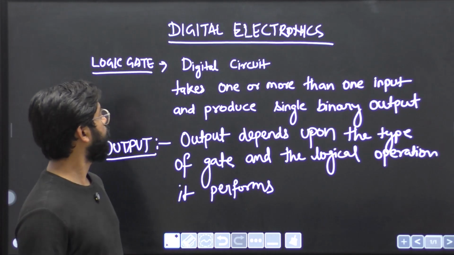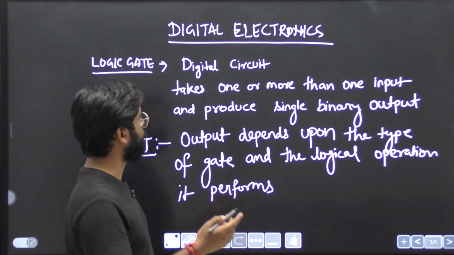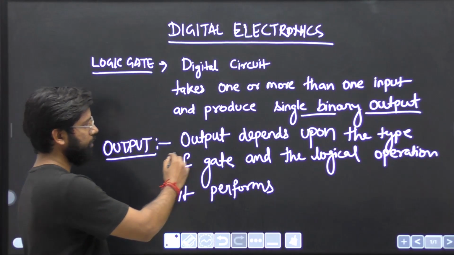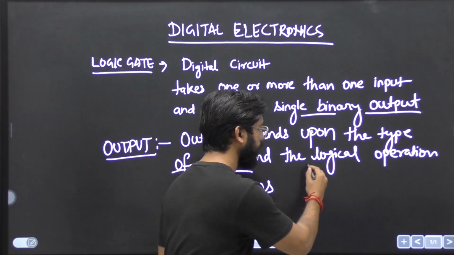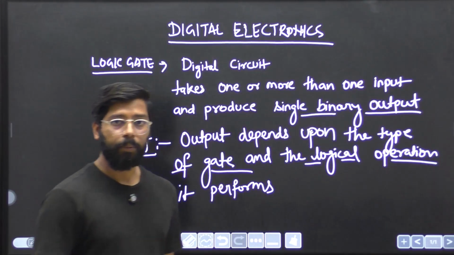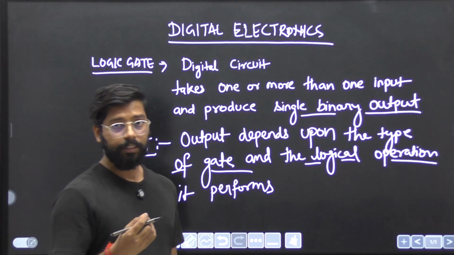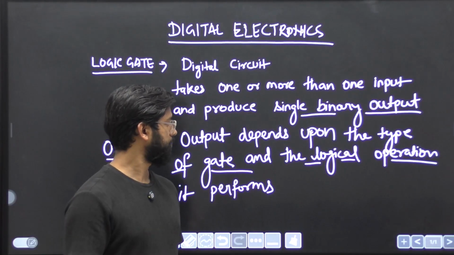Logic gates are digital circuits. They take one or more inputs to produce a single binary output. Now the output depends upon the type of gate we are using and the logical operation that gate performs. Because of these logic gates, we were able to make ICs and microcontrollers, also microprocessors.